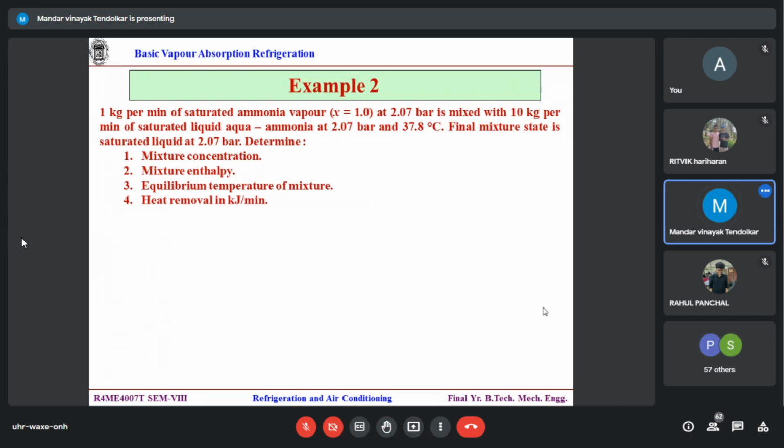Locate the 2 points. What is asked? Find the mixture state. Final mixture state is a saturated liquid. Very loudly, one is saturated liquid, one is saturated vapor. That means mixture will be two phase. And I am given that final mixture state is the saturated liquid. That means you have to reject heat. Correct? So how much? We will calculate.